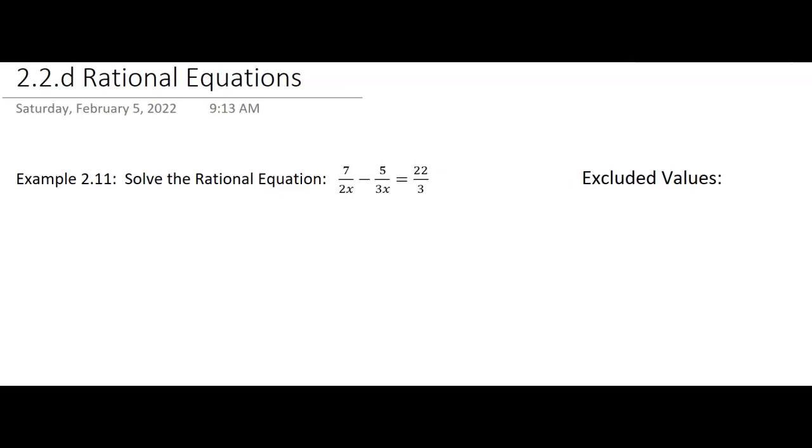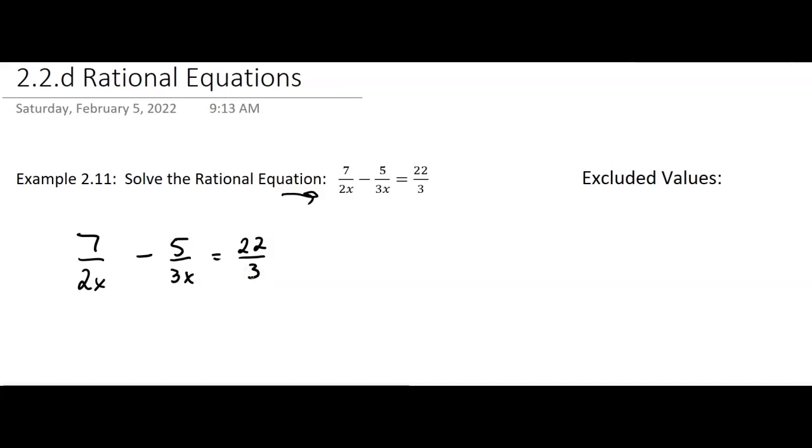So in chapter 1, we talked about rational expressions. This is a rational equation, it's called, and it's because in the equation there are rational expressions. Now, you might say, well, what's the difference between a rational expression and a fraction? In a rational expression, you have a variable in the denominator, okay? So this is the equation we have. 7 over 2x minus 5 over 3x equals 22 over 3.